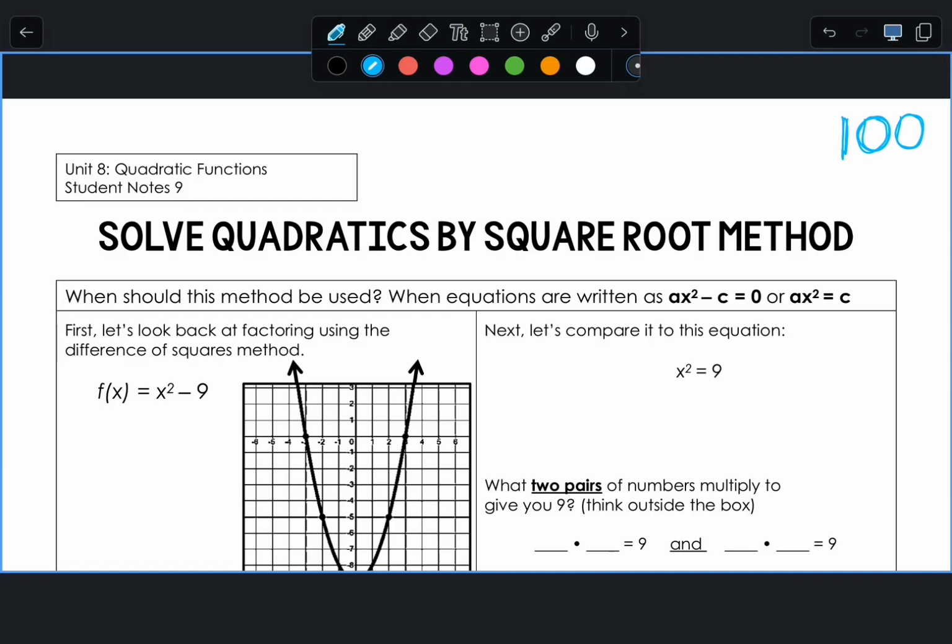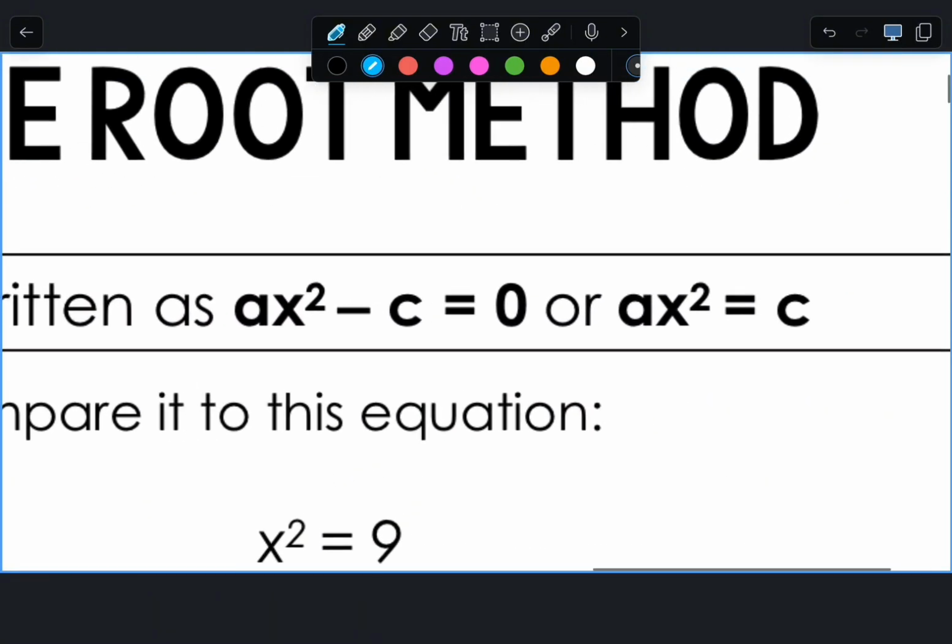Solve quadratics by square root method. Now, when do you use this method? When you have a binomial with a minus sign in the middle. Binomial, minus sign in the middle, you recognize that as what?